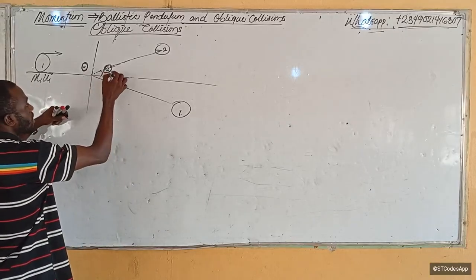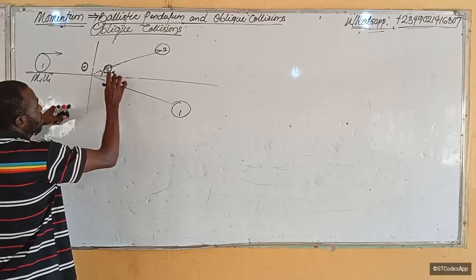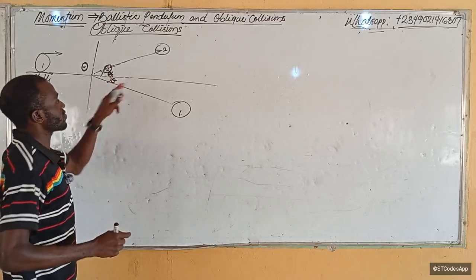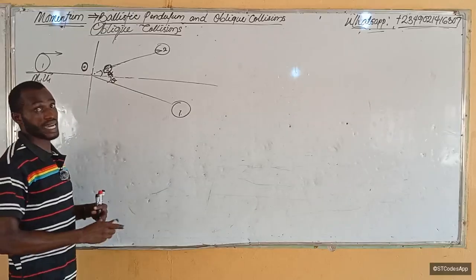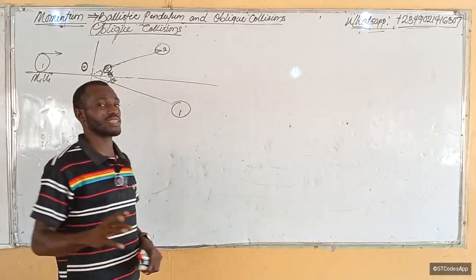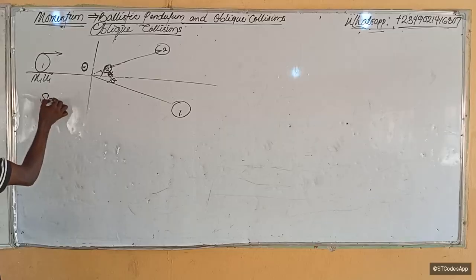Let's use alpha 1, alpha and theta. Okay? So if this one moves with angle alpha, this one moves with angle theta, what will be the dynamics? The first dynamic we like to examine is the scalar dynamics, which is the energy. Okay, the scalar dynamic is here.